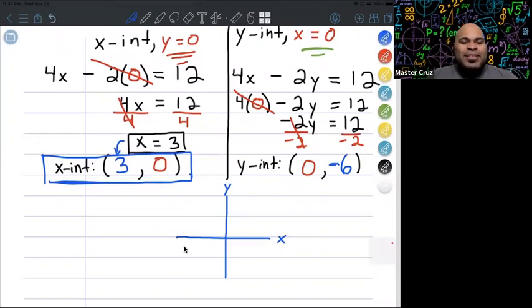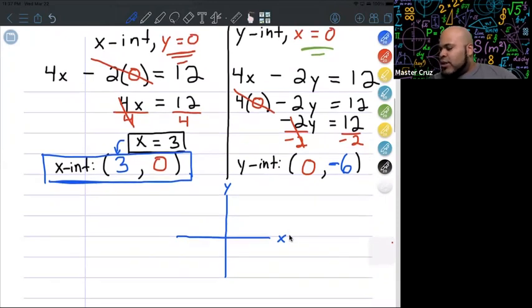Because this is the x-intercept, I'm going to go to the x-axis. I'm going to draw a tick mark at +3. And I know that there's going to be a point right there. I'm also going to go to the y-axis because this is a y-intercept. I'm going to go to -6, and I'm going to draw another point right here. And now I do what I learned how to do in kindergarten: connect the dots and make a straight line.